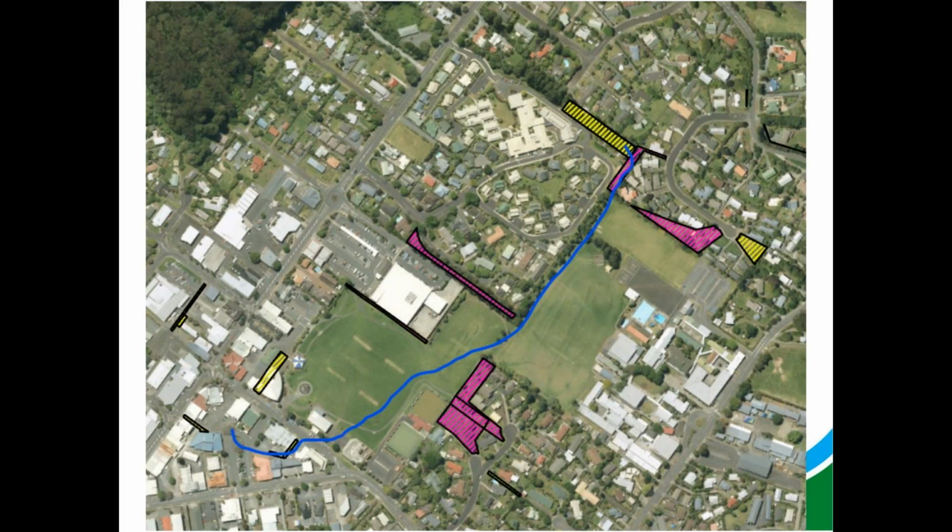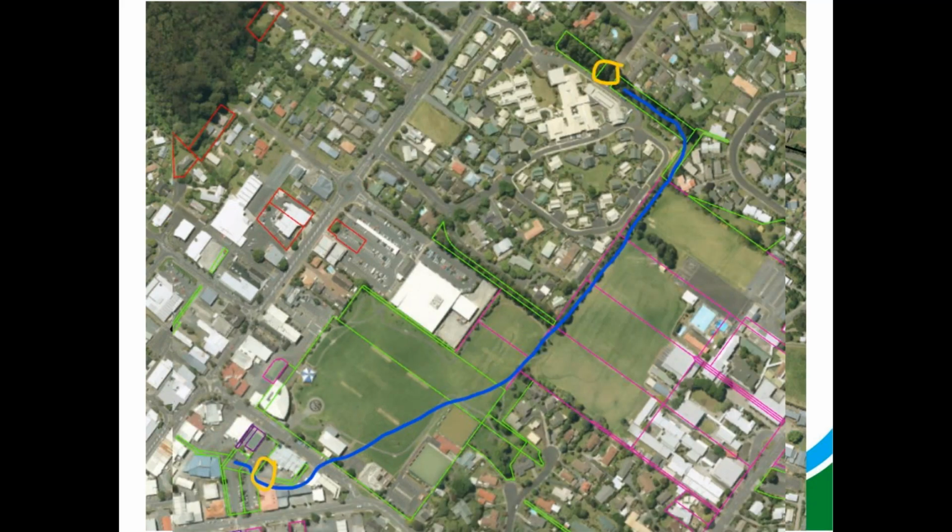This is the same map, but only the legal reserves highlighted, yellow for recreation and pink for local purpose. This is the third map, which shows all open space land. It's showing a bit more. It's showing the school highlighted in pink, some other government purpose showing in red, and then we've got the open space showing in green. But as you'll see, there's two circles on there. That's still not showing the whole network. Those are unformed legal road.